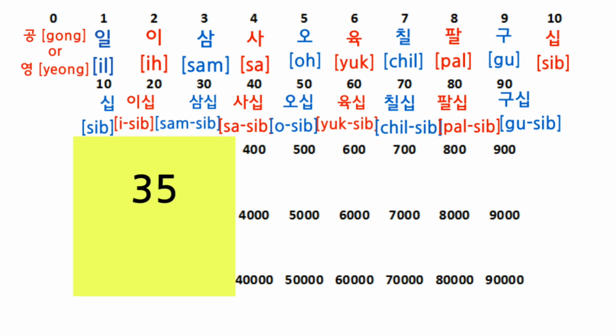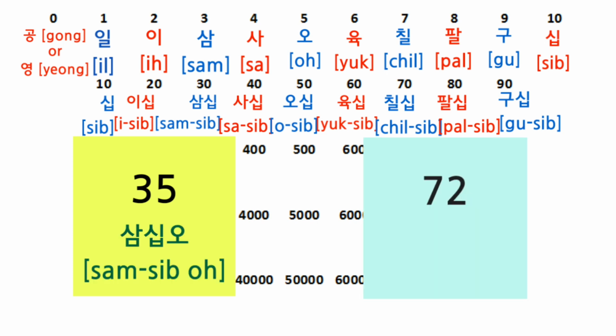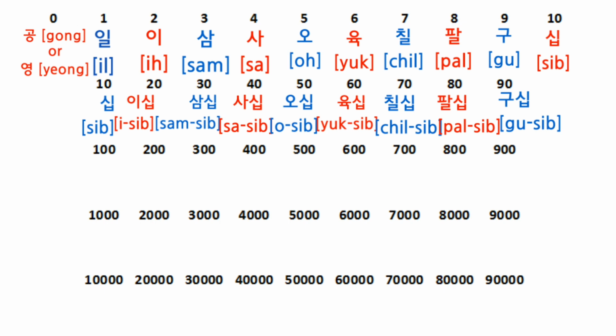Then you can read this one now. What number is it in Korean? 삼십오. Try one more. 칠십이. Numbers in the hundreds work the same way.